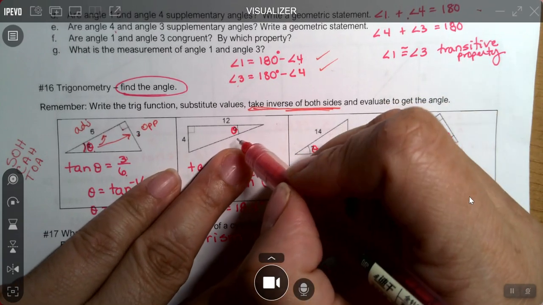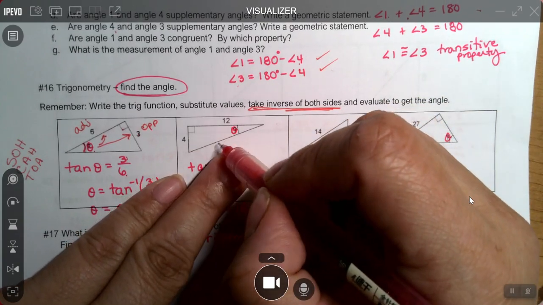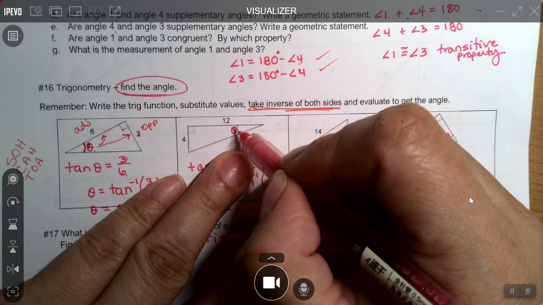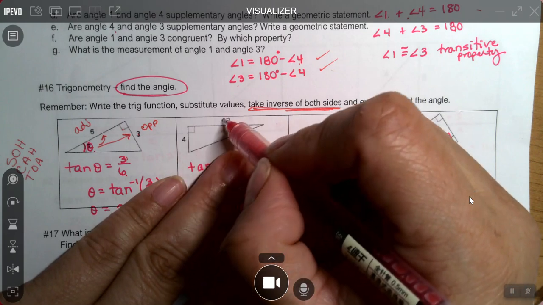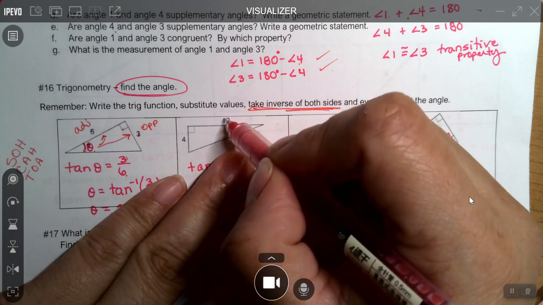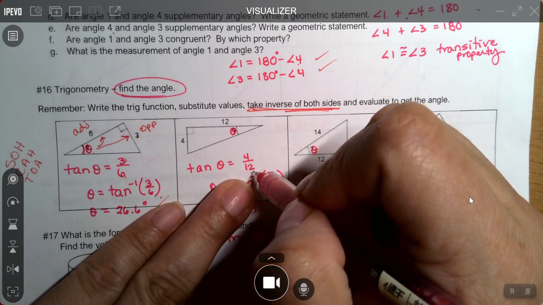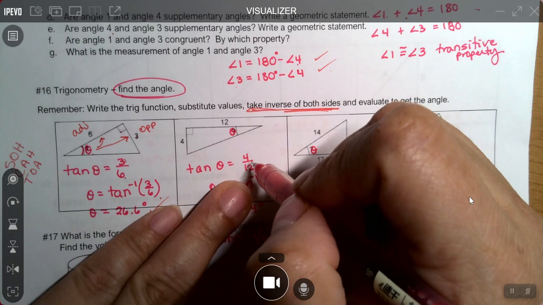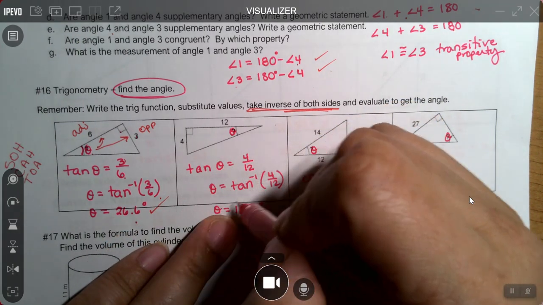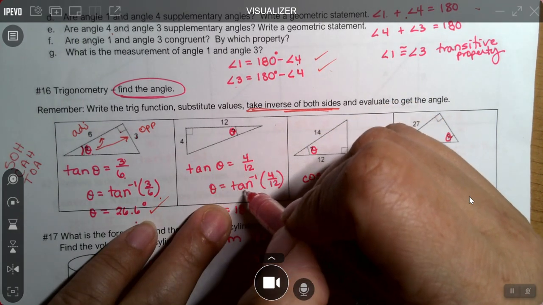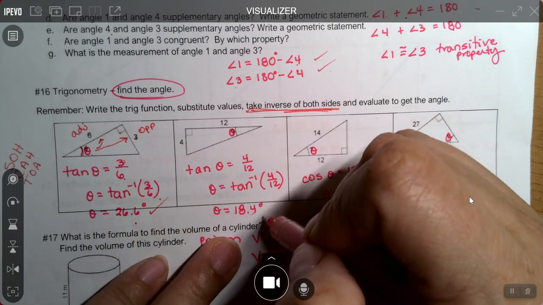All right, this one, that's 90, so that's hypotenuse. That's the angle, so that's opposite and adjacent. So tangent of the angle is 4/12. Take the inverse tan on both sides. This cancels. So theta is the inverse tan of 4/12.